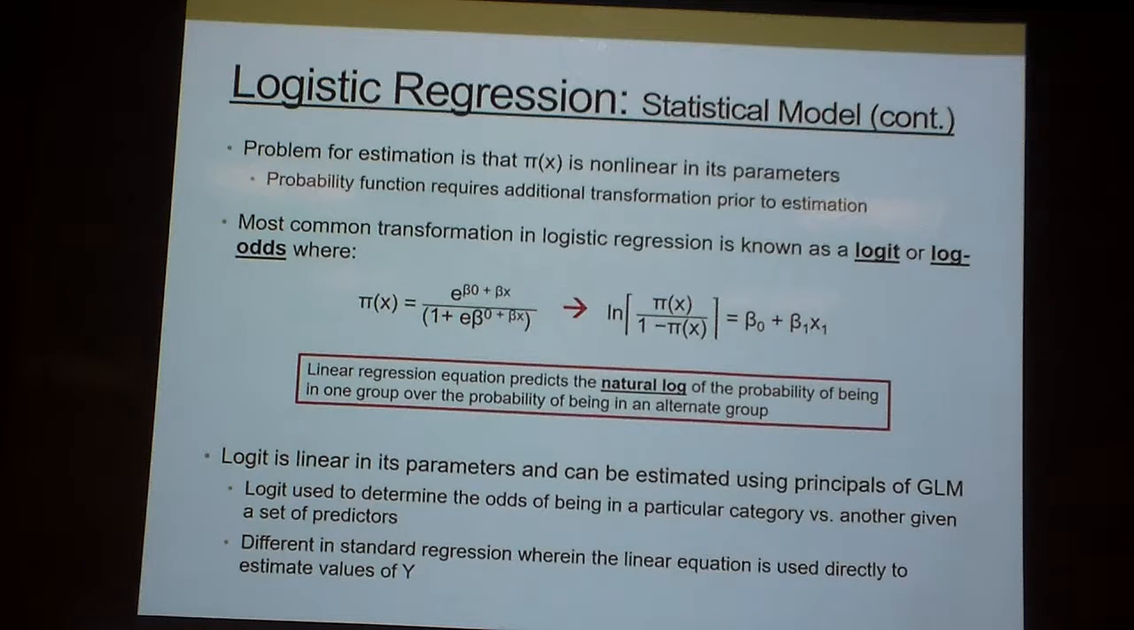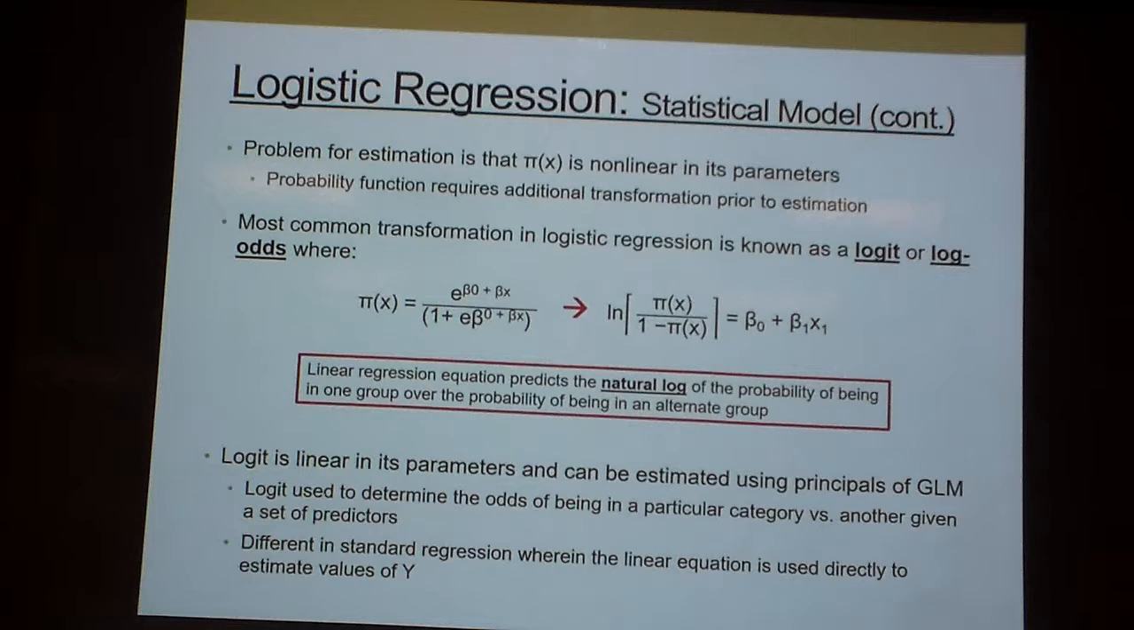Our logit or our log odds is linear in its parameters, okay? So it can be 0 to infinity, okay? Or no, negative infinity to infinity, right? So the natural log of your odds is linear in its parameters. It's continuous. What we're doing is determining the odds of being in a particular category versus another, given a set of predictors.